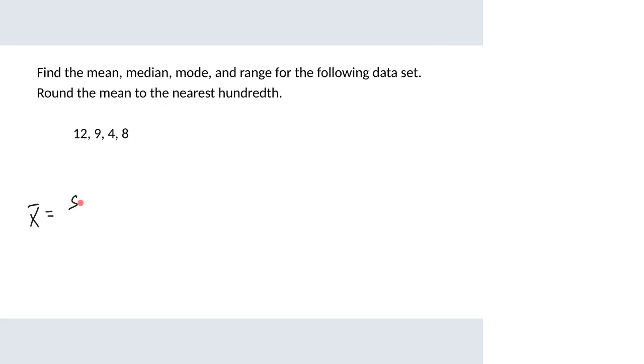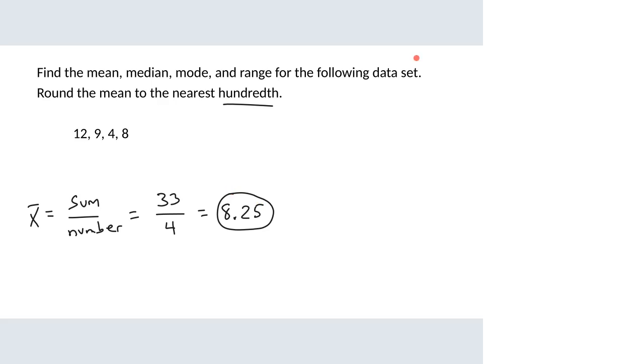Our mean is going to be the sum of the data points divided by the number of data points. You're probably comfortable with me adding those up and writing the number down on top. If you want to see it more explicit, you let me know. But I'm going to do 12 plus 9 plus 4 plus 8 is 33, is the sum of those data points. And here I have 4 of them. So this will be 33 divided by 4, 8.25. I was told to round the mean to the nearest hundredth. Well, it already is. So our mean is 8.25. And that's all there is to that one.